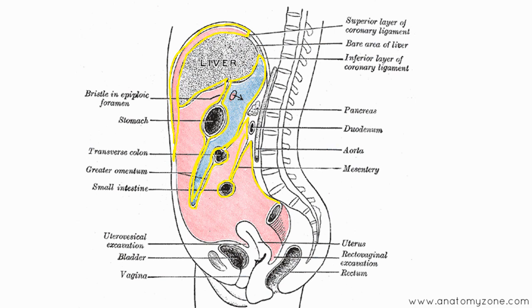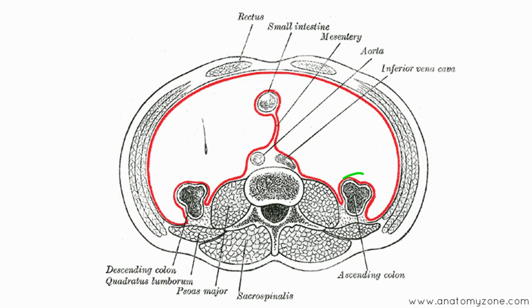So behind the peritoneum you've got structures like the pancreas, and you've got the second to fourth parts of the duodenum, which are retroperitoneal. So only one part of their surface is in contact with the peritoneum. So other retroperitoneal structures are the ascending colon and the descending colon, and also you've got the kidneys, which are retroperitoneal structures.